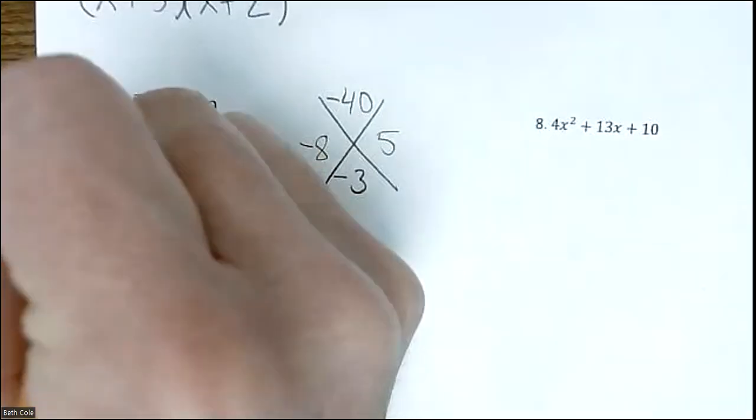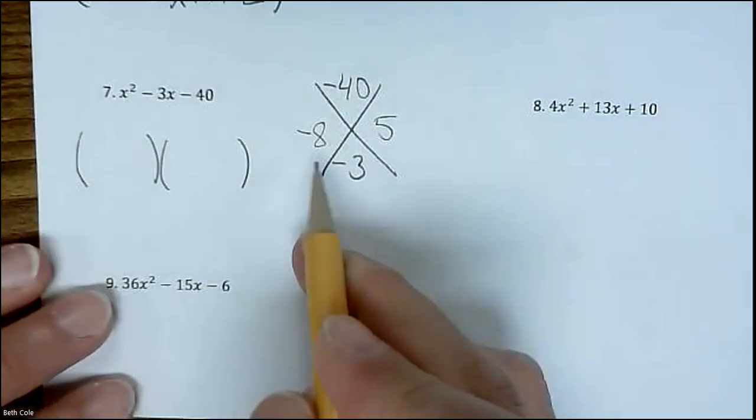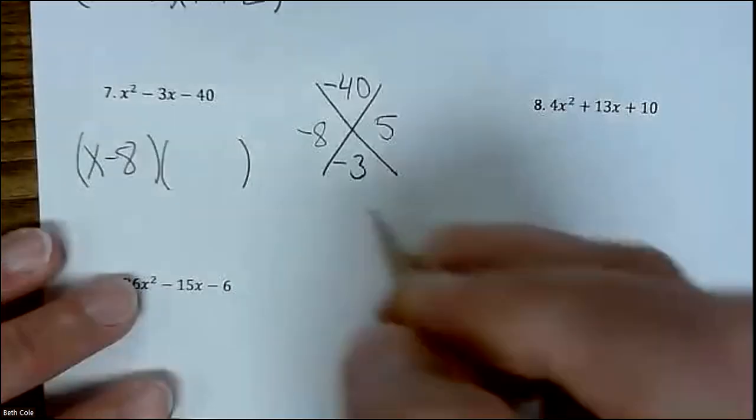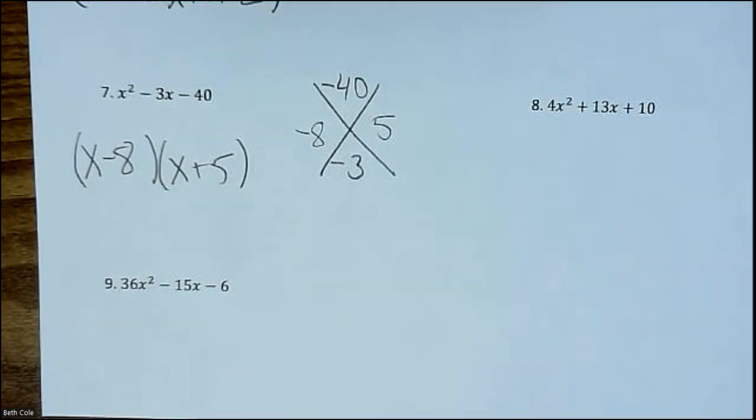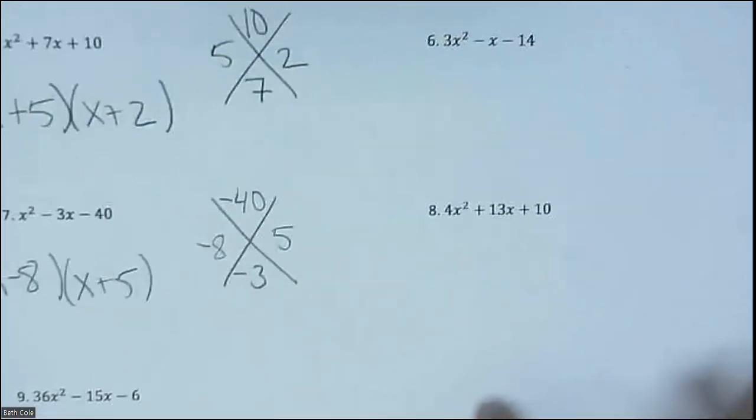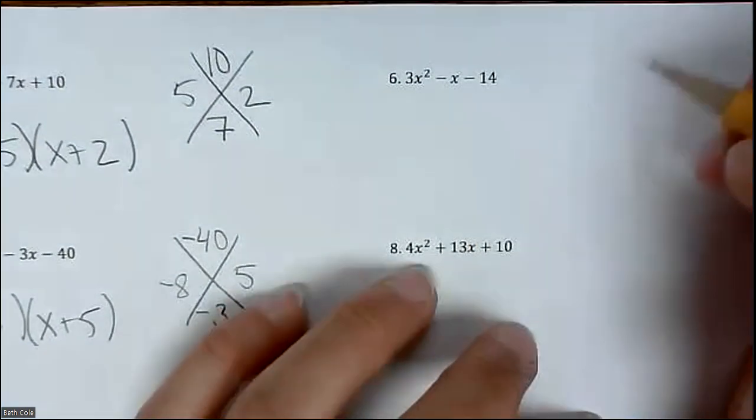Oh. Okay. So in your parentheses, you're going to have X minus 8 and X plus 5. Now these other ones have a number out front, so there's a little bit more to that. Those are the ones that I taught you today. So let's go over here to number 6.